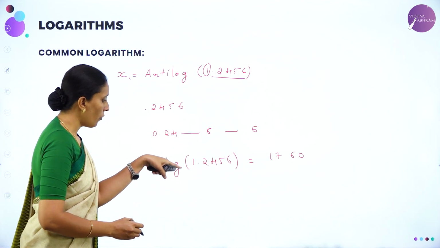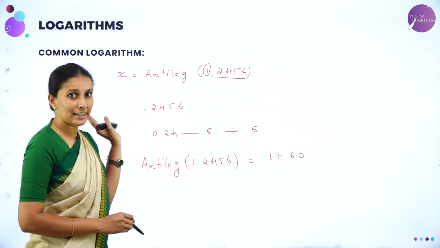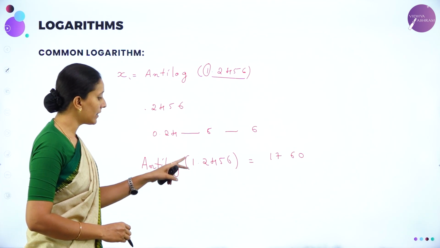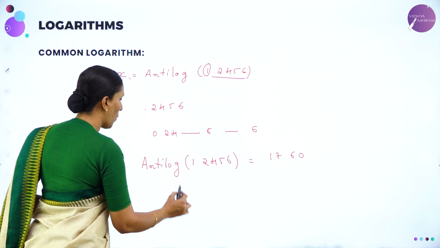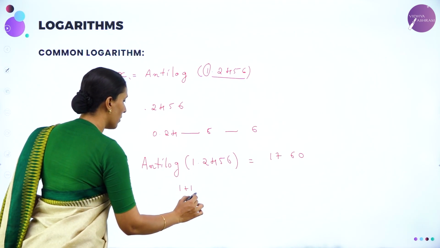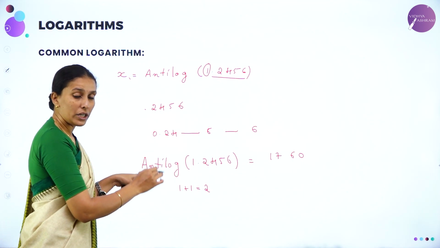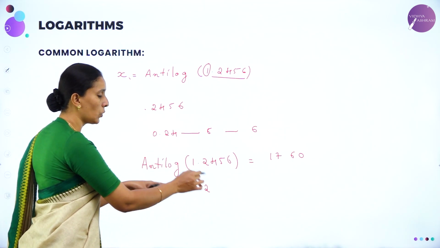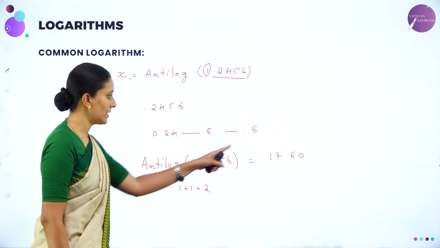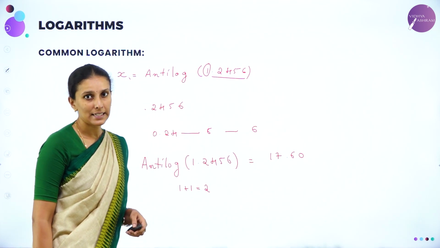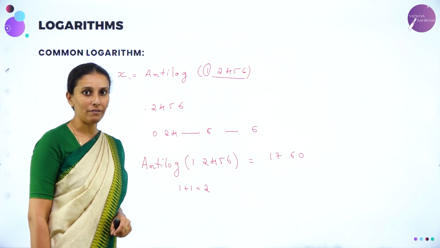Now we will take the characteristic value. While finding the value, we neglect the characteristic, but now we are taking it. What is the characteristic here? It is 1, so add 1 to this number. The value will be 2. What does it mean? It means we need to place a decimal after 2 digits. So 1, 2. The value of this is 17.60. This is how we calculate the anti-log of the given number.